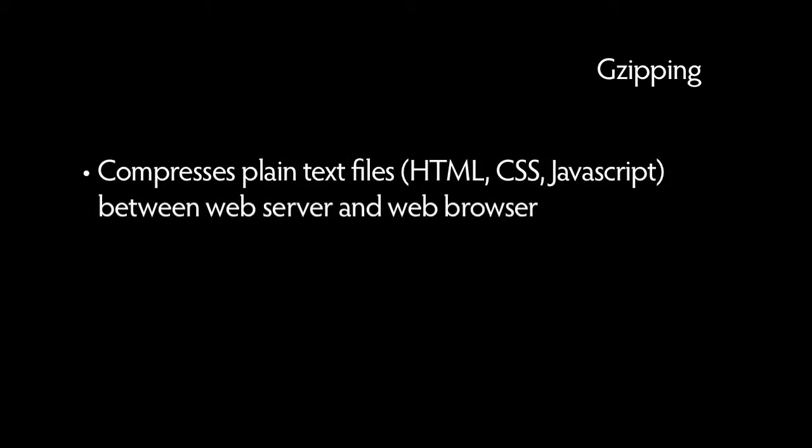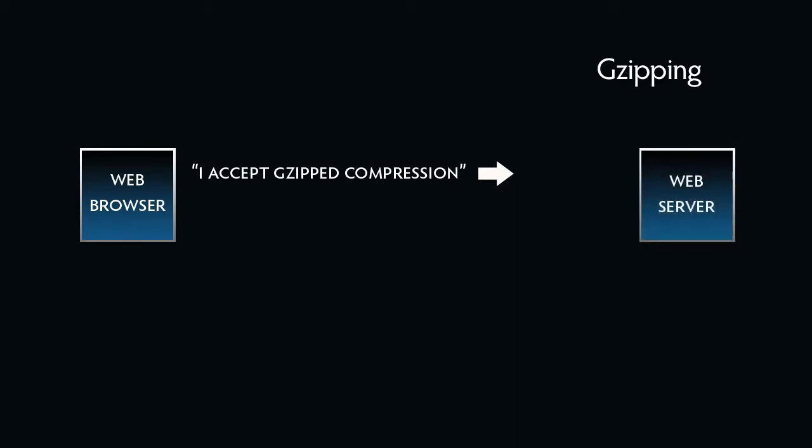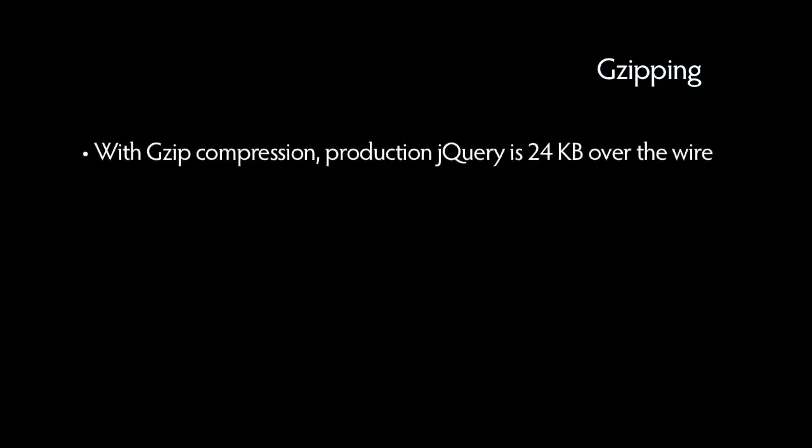Gzipping is a process for compressing plain text files such as HTML, CSS, and JavaScript between web server and web browser. When a browser makes a request, it sends a header to say that it accepts gzip compressed content. The web server, such as Apache, if configured correctly, recognizes the request header and serves up the compressed file. The browser in turn decompresses the requested file. This conserves bandwidth and improves load times. So if gzip compression is switched on, the production jQuery is 24 kilobytes over the wire.